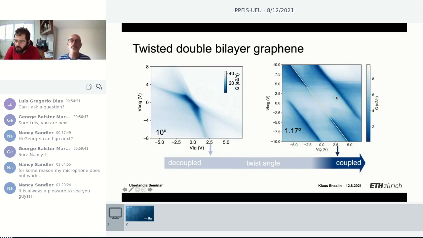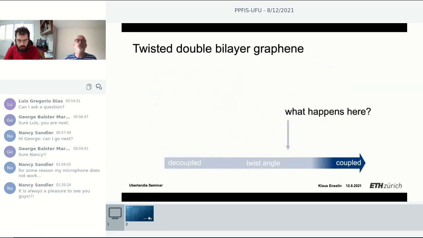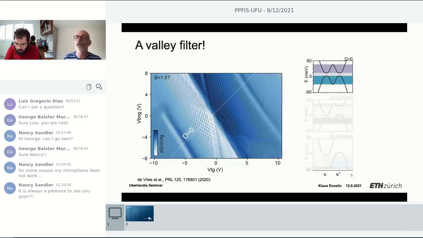That's well known. Now, what happens exactly for these angles? I show you now, that's a complicated plot, but I'll walk you through that plot. That's again top gate versus back gate, but now measured in a small magnetic field. And the small magnetic field gives rise to Landau levels. And so if you see periodic features here, that simply means that we observe Shubnikov-de Haas oscillations in the system.